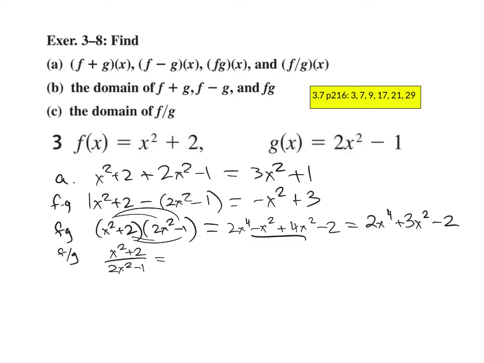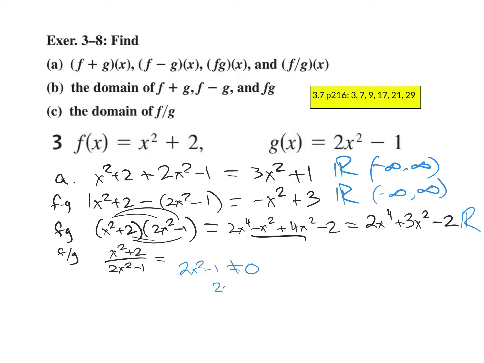So in f plus g, the first one, this is all real numbers, or negative infinity to positive infinity. And the second one's the same thing, all real numbers, or negative infinity to positive infinity. And f times g, again, there's nothing under a radical, nothing in the denominator, so again, that's all real numbers again. But when we get to f divided by g, there's no radicals, but you do have 2x squared minus 1 in your denominator. That can't be equal to 0. So this is how you solve for the domain. It's all real numbers except for whatever we find here.